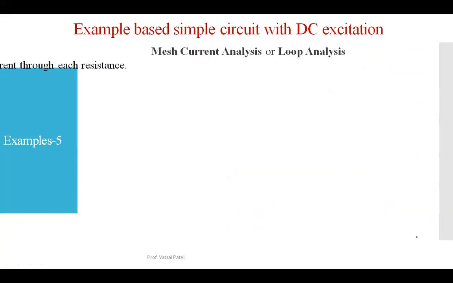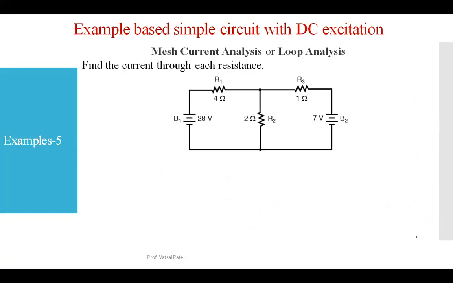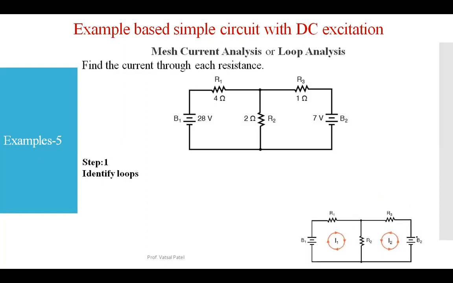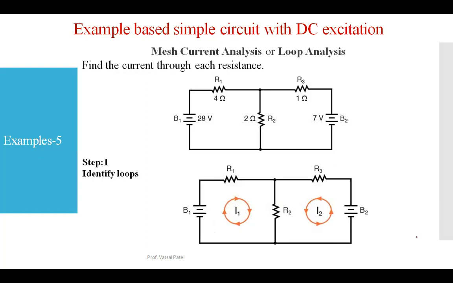right? Now, this is another example we have for the mesh current or the loop analysis to identify the current in each resistance. It is a similar kind of example to what we have discussed till now. There are two voltage sources given and we have to apply the mesh analysis or the loop analysis method. So step number one, first of all, identify the loops. We identify there are two loops in this example question.